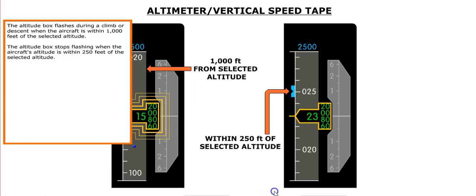The altitude box flashes during a climb or descent, when the aircraft is within 1,000 feet of the selected altitude. The altitude box stops flashing when the aircraft's altitude is within 250 feet of the selected altitude.